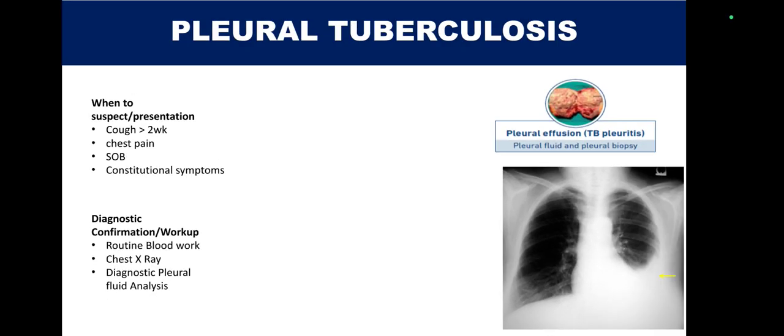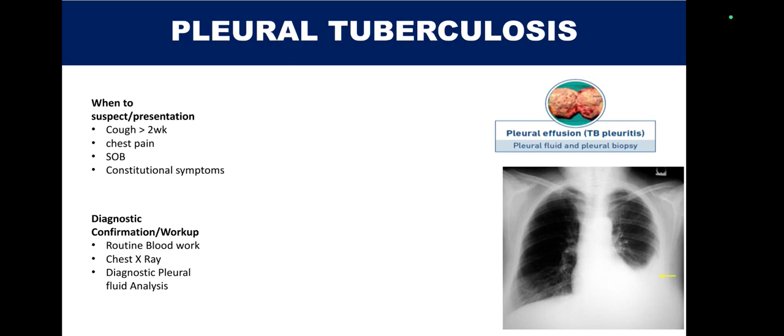In such a patient, how to do a diagnostic confirmation? We do routine blood work, and a chest X-ray to look for blunting of the costophrenic angle, which will suggest a pleural effusion. After that, you do a diagnostic pleural fluid analysis and send the pleural fluid for routine sampling, to look for the nature of the pleural fluid and interpret as per your clinical condition. So how to interpret a pleural fluid?